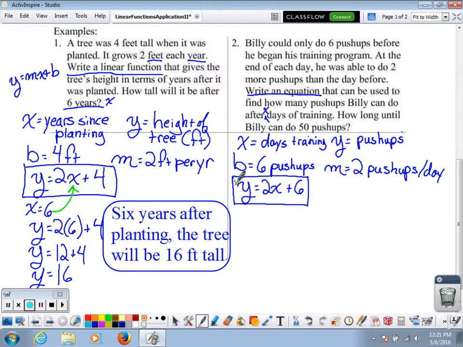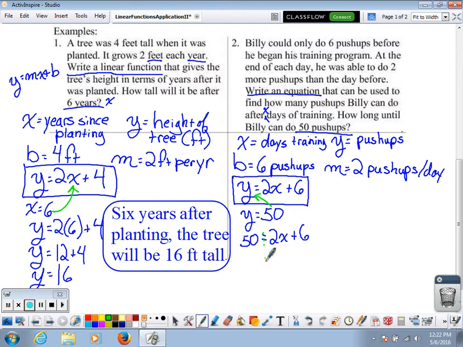Okay, now, the second part is how long until Billy can do 50 push-ups. So this 50 push-ups, that's what they're giving us, and we know we need to substitute that in somewhere. We need to think, do I sub that in place of x, or do I sub it in place of y? Well, it's the number of push-ups. And our push-ups, x or y? They're y. So I'll say y equals 50. And I'll take that 50 and substitute it in place of y. So that will give me 50 equals 2x plus 6.